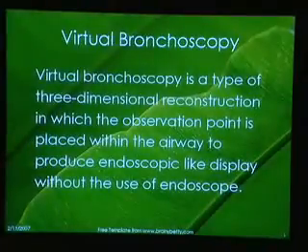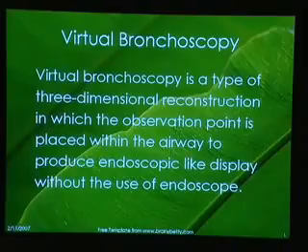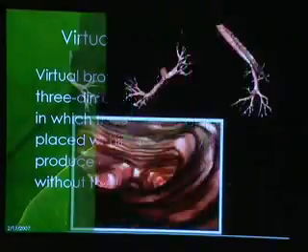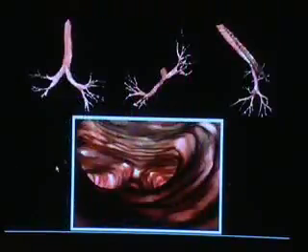Virtual bronchoscopy, by definition, is a type of 3D reconstruction in which the observation point is placed within the airway to produce an endoscopic-like display without the use of an endoscope. Here we have an external 3D rendering of the airway, and the corresponding endoscopic-like image can be obtained at endobronchial checkpoints, or we can navigate through the reformatted 3D map.